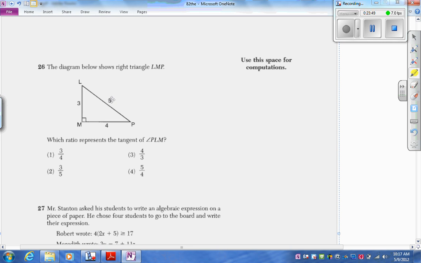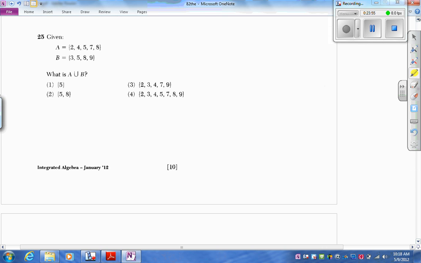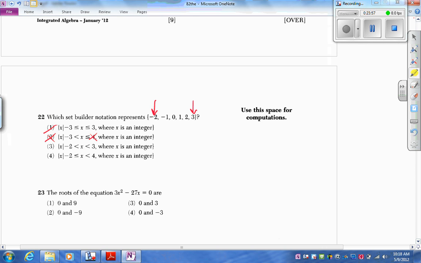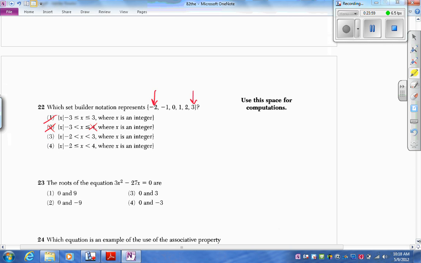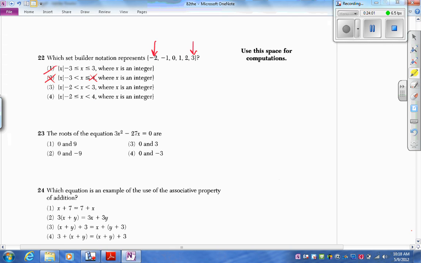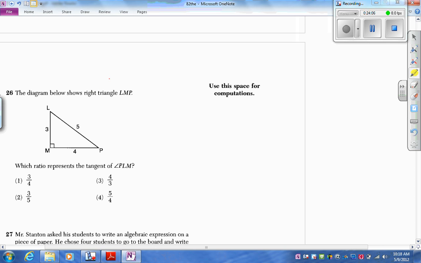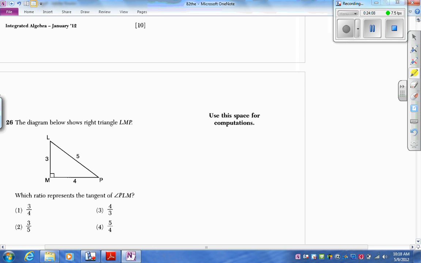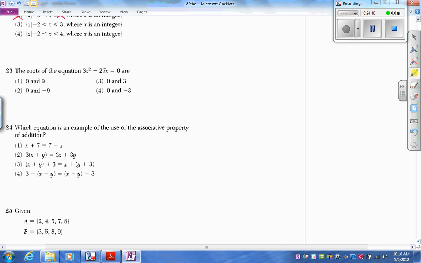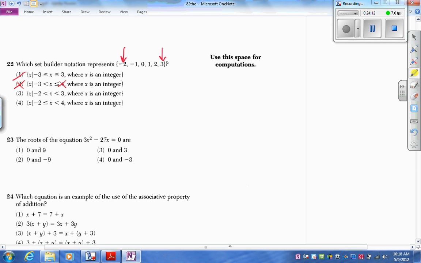This one says, what happened? Somehow we went down. Where did it go? Oh, here we go. Sorry about that, guys. No idea what happened. It's not liking me touching the screen for some reason.